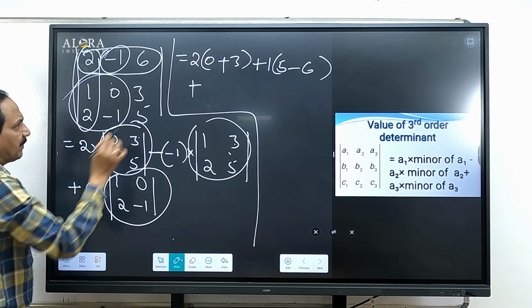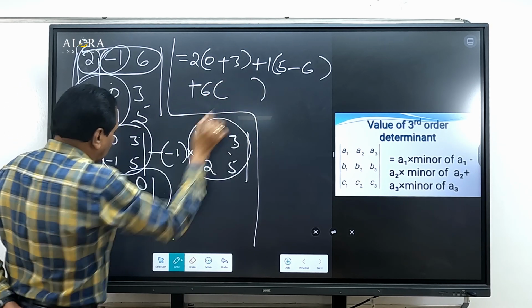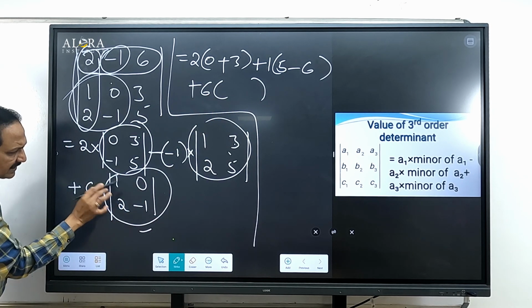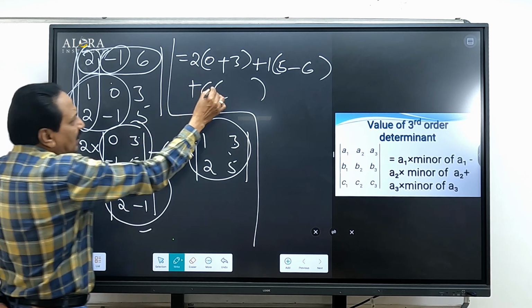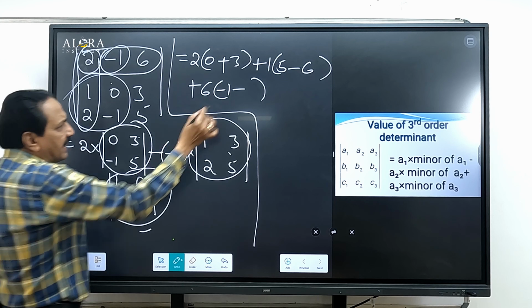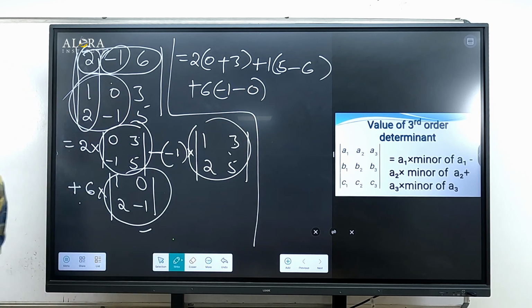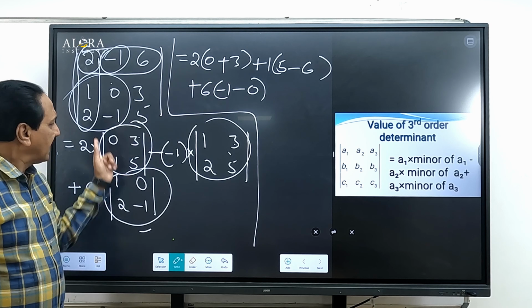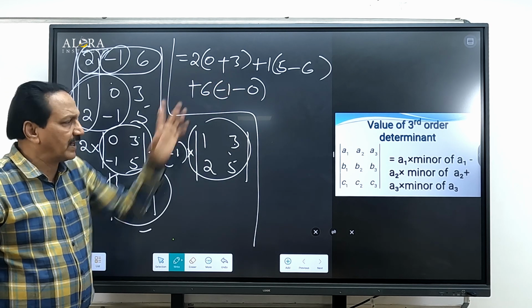Plus third element, that is 6 into its minor. What is the minor of this? First element into its opposite. 1 into minus 1, minus 1. Minus second element into its opposite. 0 multiplied by anything is 0. This is the second step. First step, formula. Second step, expansion of second order is included.